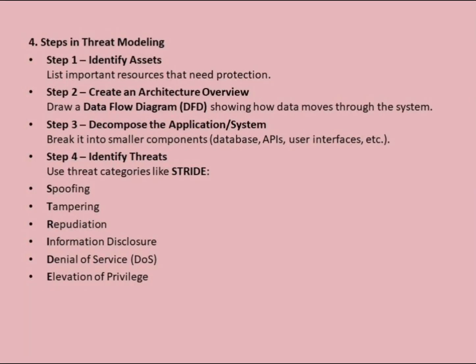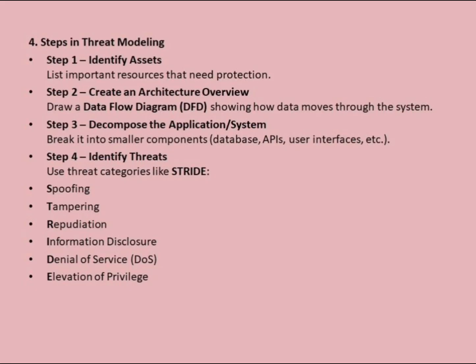Steps in threat modeling. The first step in threat modeling is identifying assets. Assets are the most valuable resources in a system that need protection, such as user data, financial information, intellectual property, or even the system's availability. For example, in an online banking application, customer account details and transaction data are important assets that must be safeguarded.